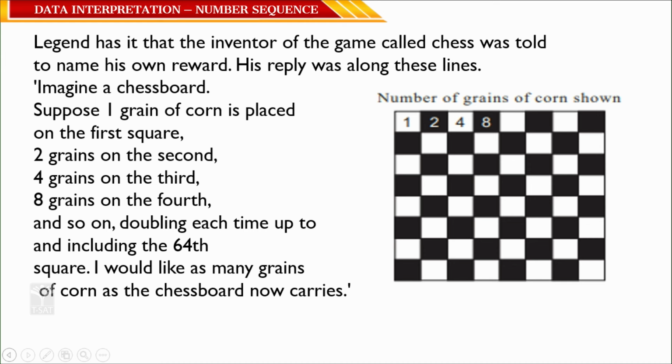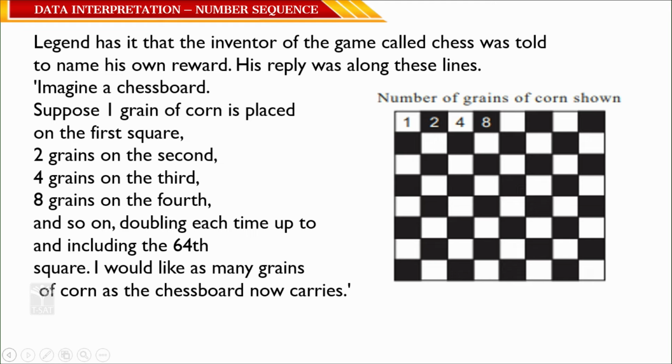Now see, I have written the story here. The legend has it that the inventor of the game of chess was told to name his own reward. His reply was along these lines: imagine a chessboard. Suppose 1 grain of corn is placed on the first square, 2 grains on the second, 4 grains on the third, 8 grains on the fourth, and so on, doubling each time up to and including the 64th square. I would like as many grains of corn as the chessboard then carries.